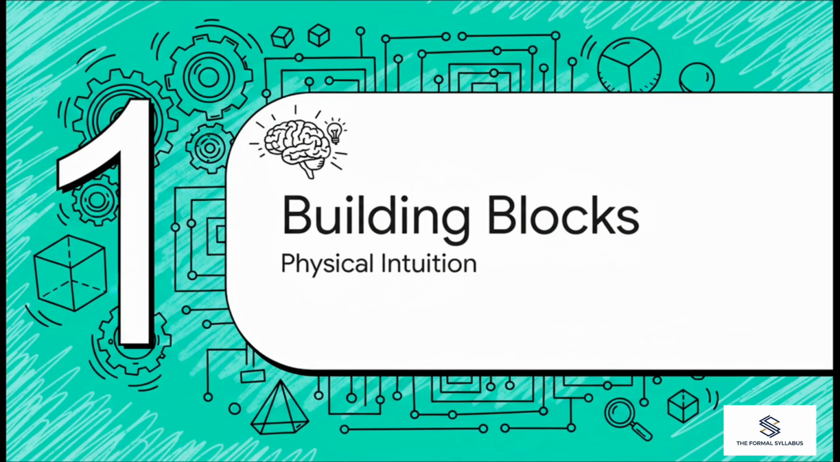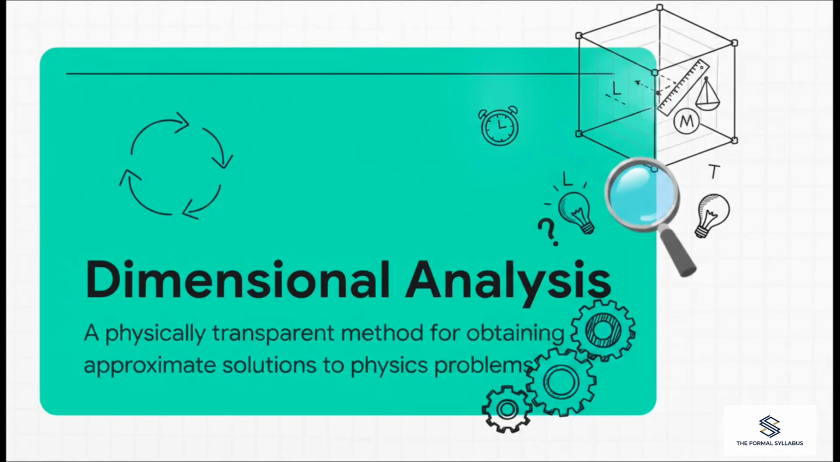Okay, let's dive into the fundamental tools we need to start hacking physics. Meet our core tool, dimensional analysis. It's basically a physically transparent method to get approximate solutions and figure out relationships just by tracking fundamental base dimensions. It literally lets us understand the physical reality of a situation before we ever touch the mathematical analysis.